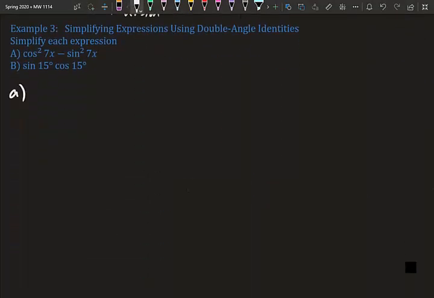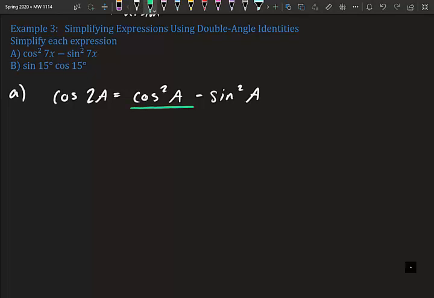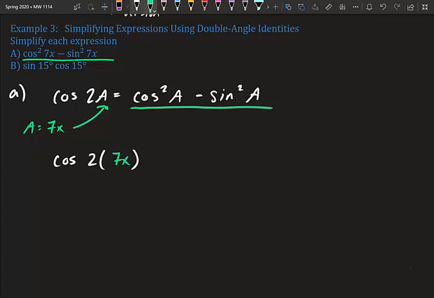And it does. It matches with cosine 2a equals cosine squared a minus sine squared a. So you see how it actually matches? We're given this side right here, the right side. And in this case, our a equals 7x. So if we're given one side of the equation, we need the left side of the equation. So we're just going to plug it in to the left side. We have cosine 2 times a, which is 7x. We simplify to get cosine 14x. That's it.